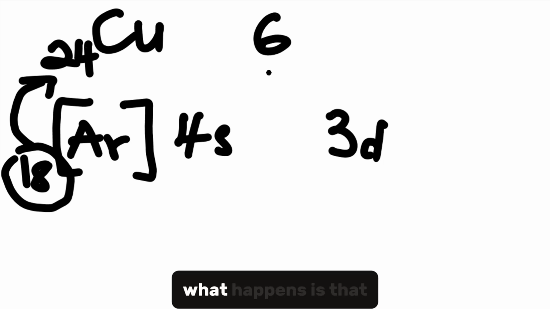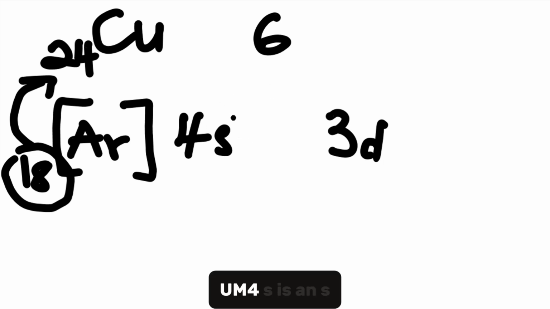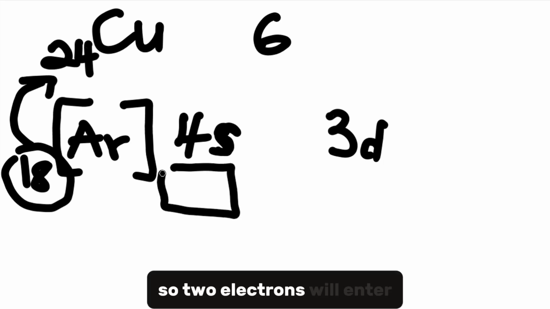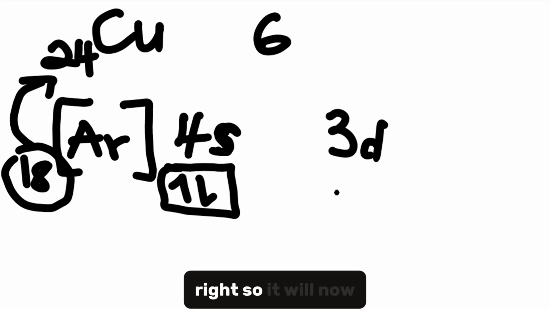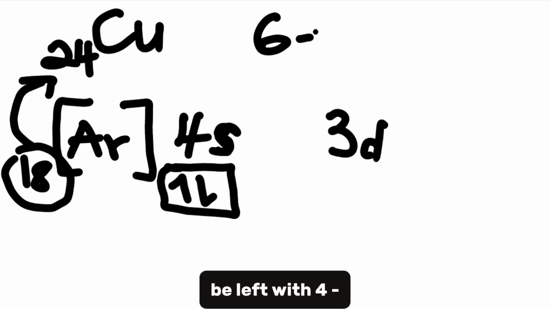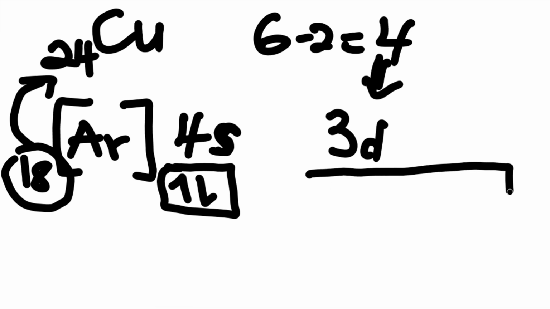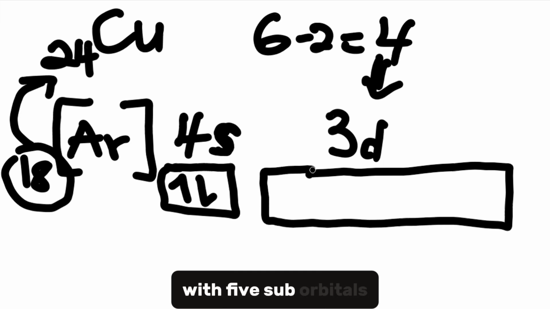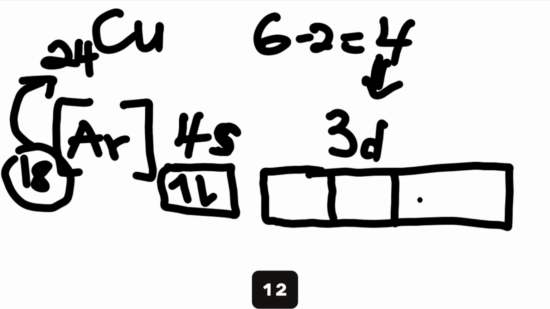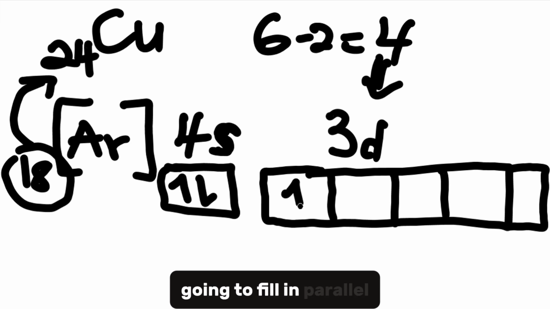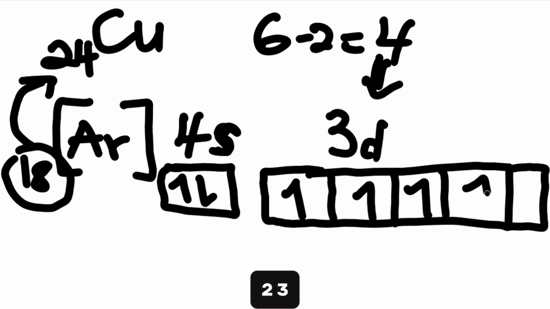So for the remaining electrons, 4s is an s, and the s can take a maximum of 2 electrons. So 2 electrons will enter here, right? So the rest will now enter the d. Remember, d is a degenerate orbital with 5 suborbitals: 1, 2, 3, 4, 5. So this is a 3d orbital, right? We fill in parallel first: 1, 2, 3, 4.